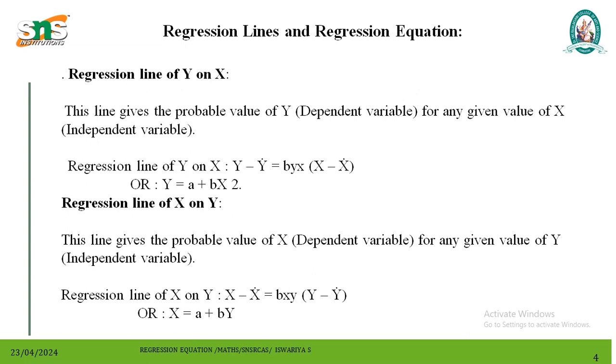The next one is the regression line of x on y. This line gives the probable value of x for any given value of y. So the regression line of x on y will be x minus x bar equals bxy into y minus y bar. Or we can also say that x is equal to a plus by.